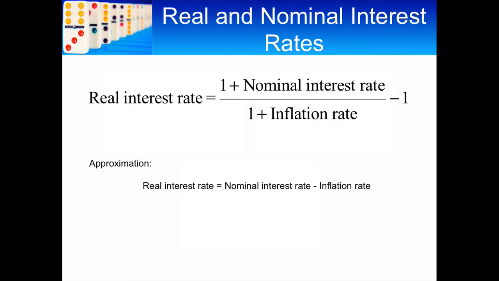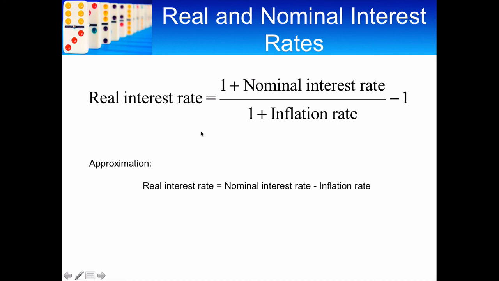So this is a formula here, and what you have is the real interest rate is equal to 1 plus the nominal interest rate divided by 1 plus the inflation rate, minus 1. You can mess about with that so that you can also express this as 1 plus the nominal interest rate is equal to 1 plus the real interest rate multiplied by 1 plus the inflation rate.